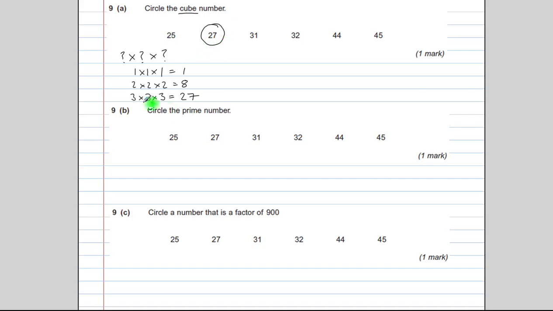In practice, there's only about 6 cube numbers that they might ask you. They won't usually ask you to go past 6 for the foundation paper, so as long as you can work out up to 6 times 6 times 6, use grid method if necessary, you should always be able to find a cube number.